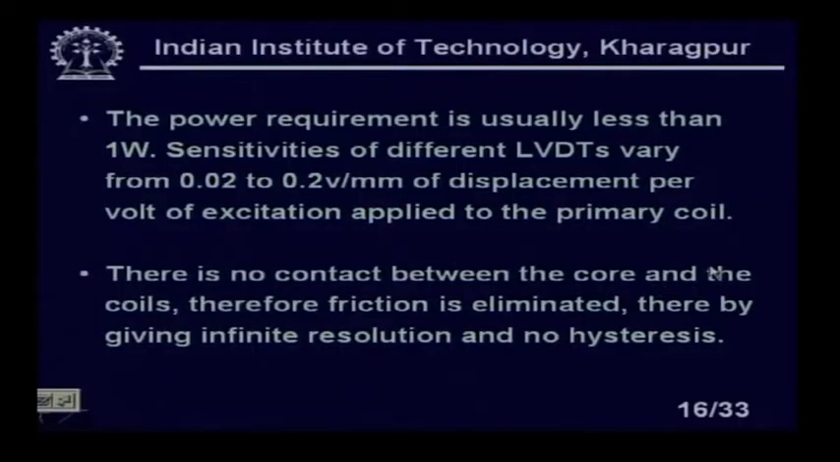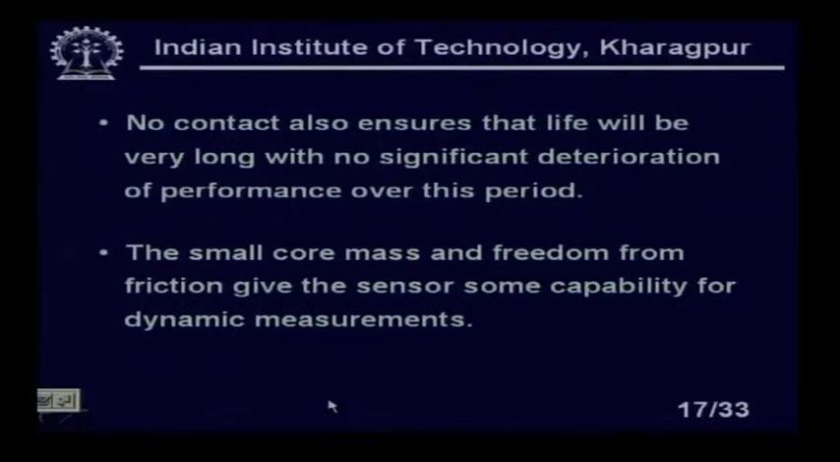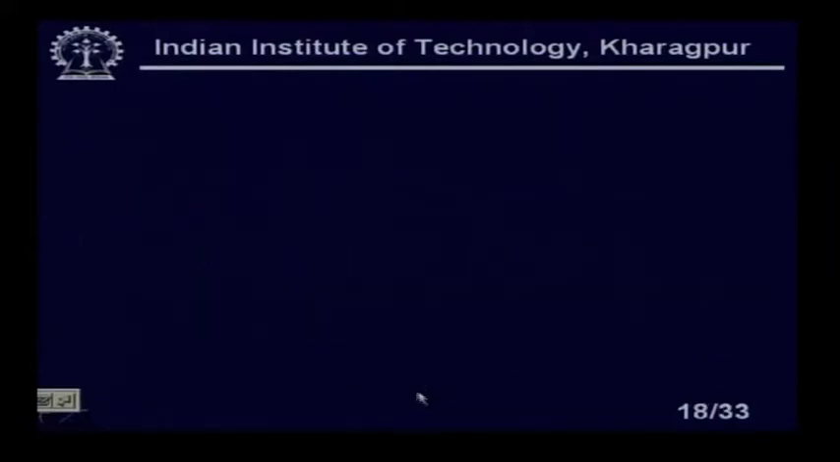So, we have seen and written that there is no contact between the core and the coils, therefore the friction is eliminated, thereby giving infinite resolution and no hysteresis. This is another important point. In the case of a potentiometer there will be a certain amount of hysteresis, but there is no hysteresis in this case. No contact also ensures that life will be very long, with no significant deterioration of performance over this period. The small core mass and the freedom from friction give the sensor some capability for dynamic measurements.